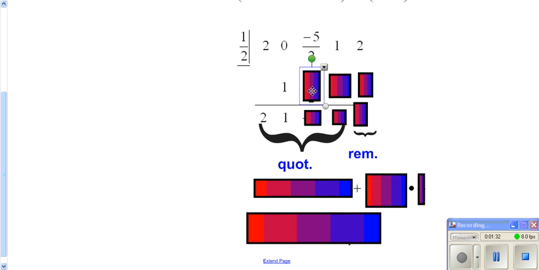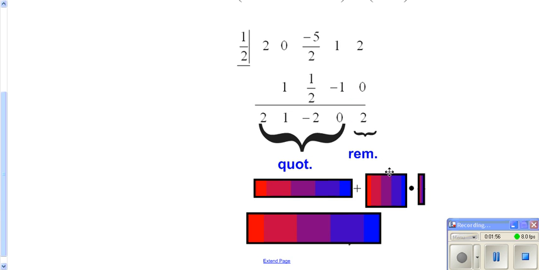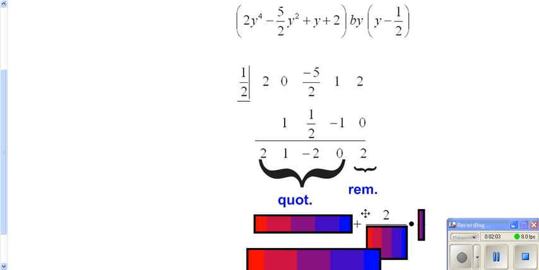multiply, add down, gives me negative 4 over 2 or just negative 2, multiply, add down, multiply, add down, then I have my remainder. So I'll take my remainder over what I was dividing by, and remember, I was dividing by this right here. Then this is my quotient.